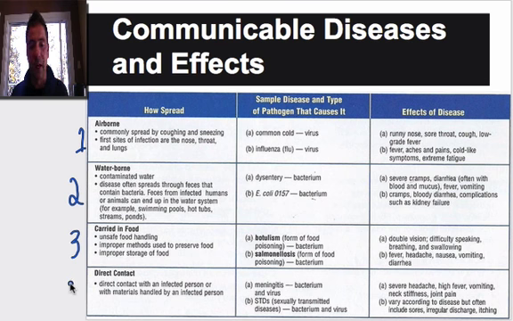And then the last is just direct contact. If there's an infected person and we have direct contact with that person, we can pass that communicable disease on.